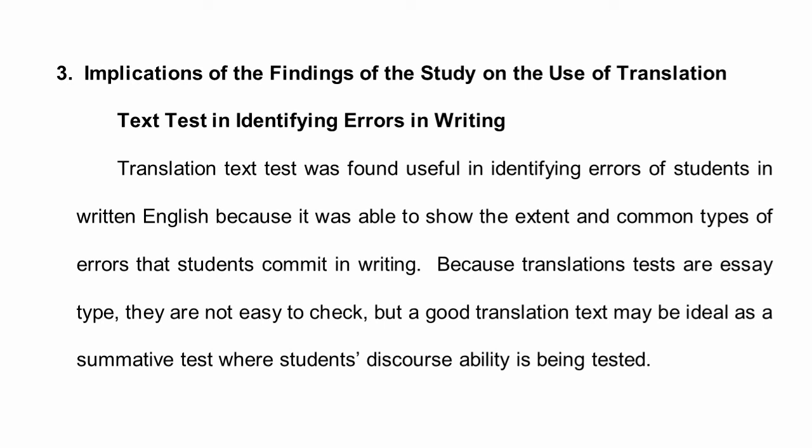Third, implications of the findings of the study on the use of translation texts in identifying errors in writing. Translation text was found useful in identifying errors of students in written English because it was able to show the extent and common types of errors that students commit in writing. Because translation tests are essay type, they are not easy to check, but a good translation text may be ideal as a summative test where students' discourse ability is being tested.